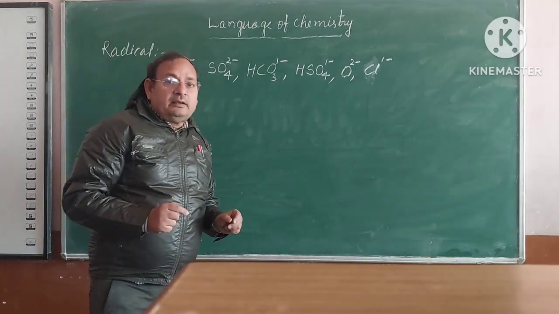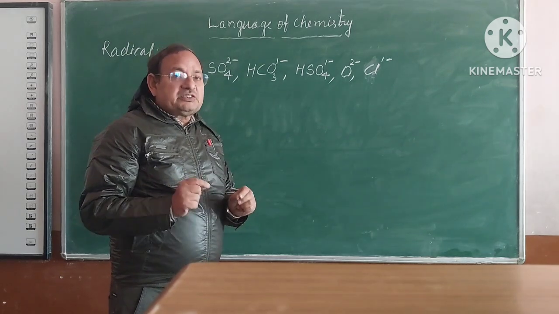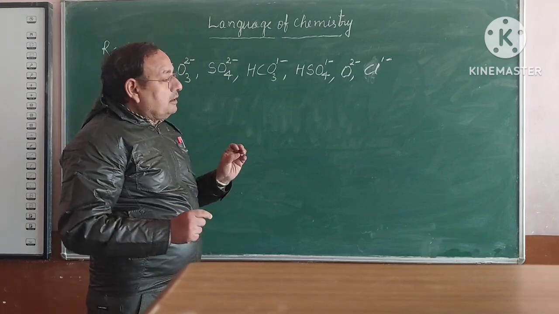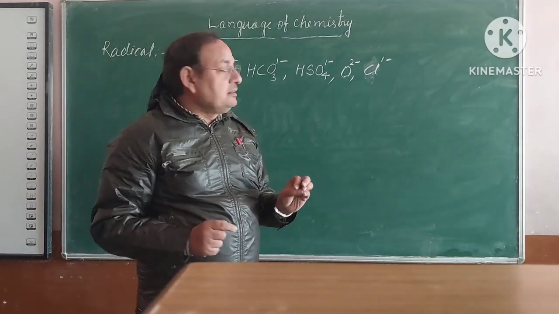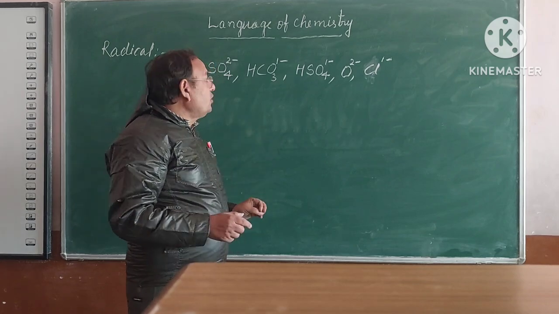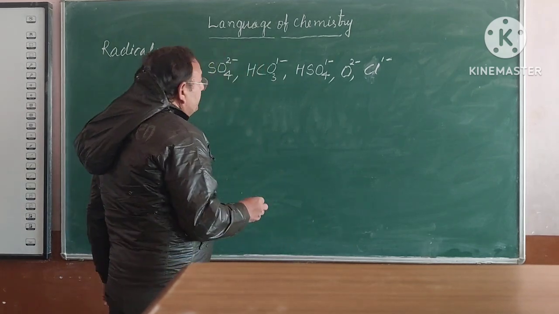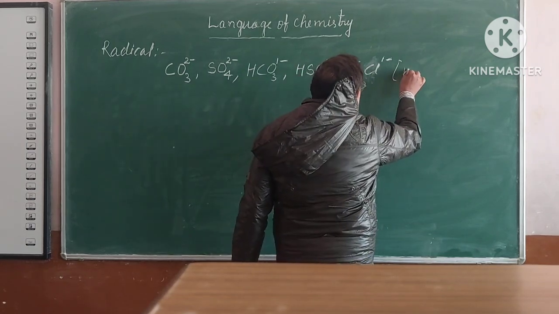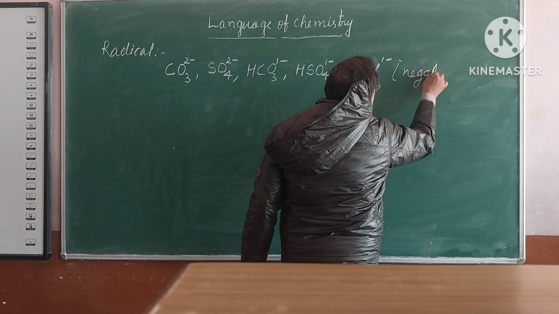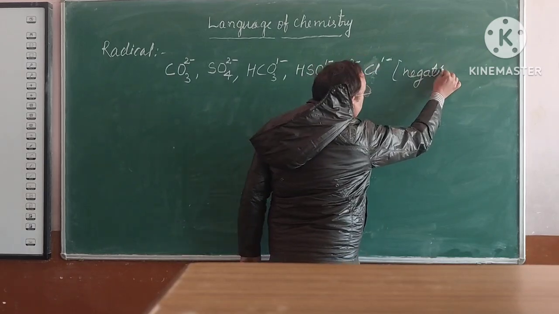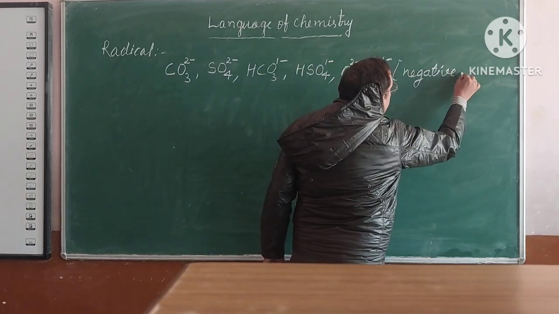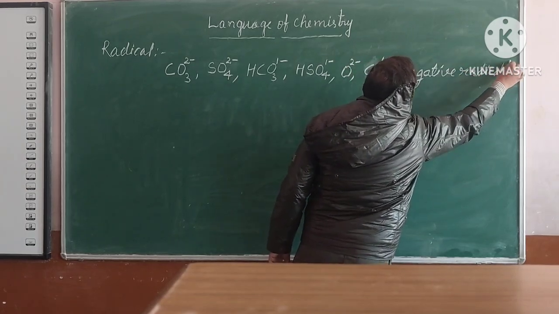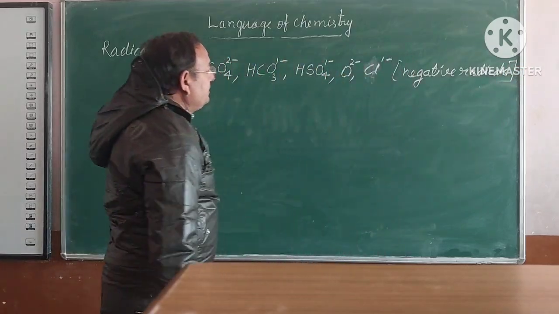All these radicals, all these ions have negative charge. Very clearly, all of you are seeing, all are having negative charge. For having negative charge, all are known as the electronegative radicals. Understand? All are known as electronegative radicals.